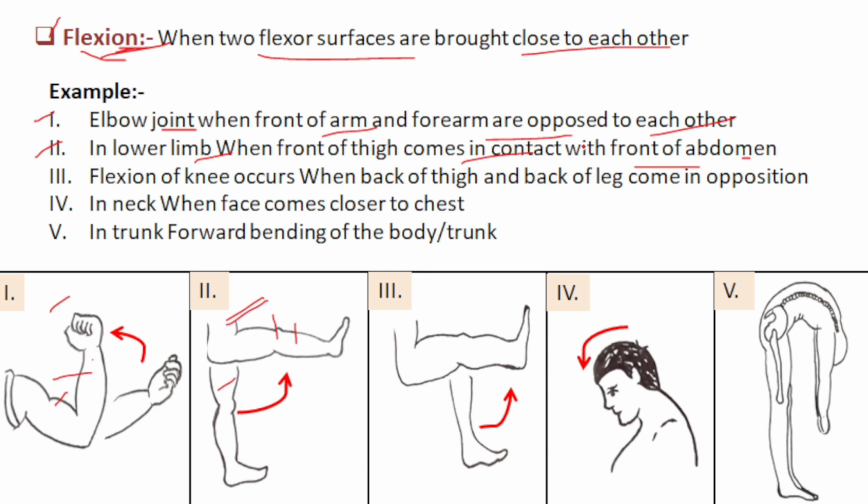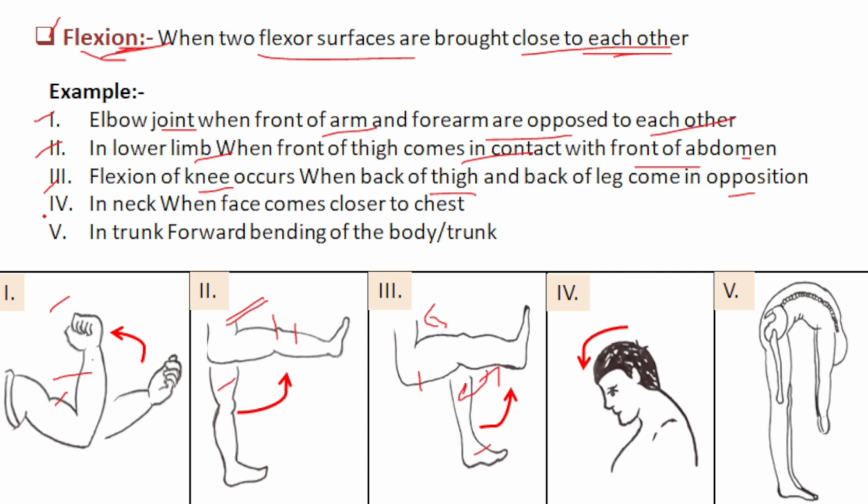Then third example, flexion of the knee occurs when the back of the thigh and the back of the leg come in opposition. You see in the third picture that the back of the thigh and the back of the leg come closer to each other. So this movement is also called flexion, because flexion is the movement where two organs or two body parts come closer to each other.